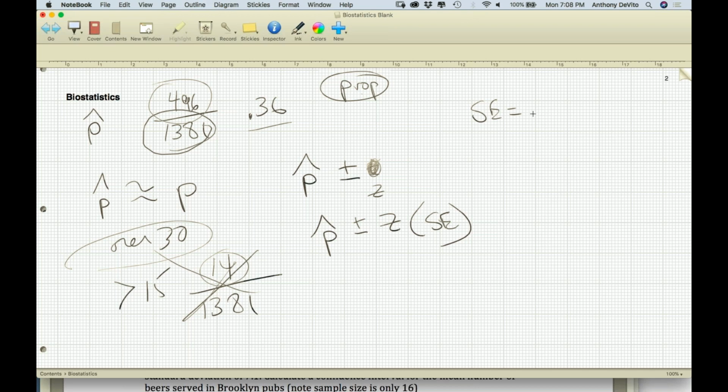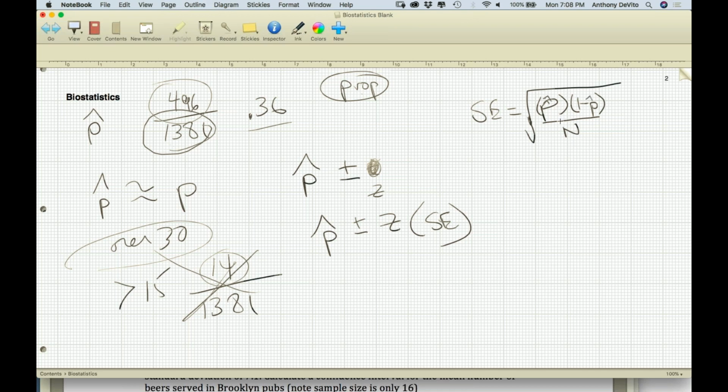Anybody remember? Square root of P, the population proportion, times 1 minus the population proportion, over the sample size. And just like before, standard error becomes smaller as the sample size becomes larger, because it's on the bottom of the fraction. Now, we don't know what the population proportion is, so we're stuck using what?